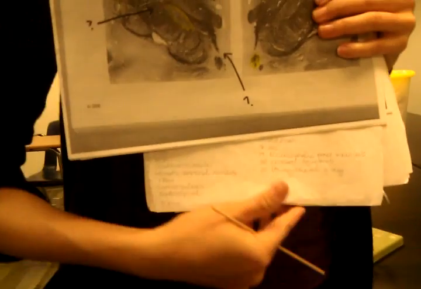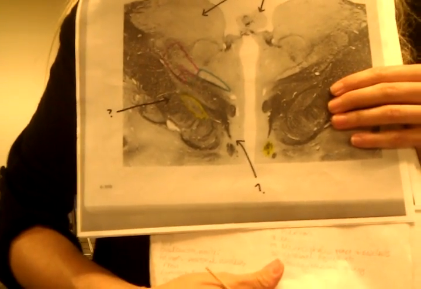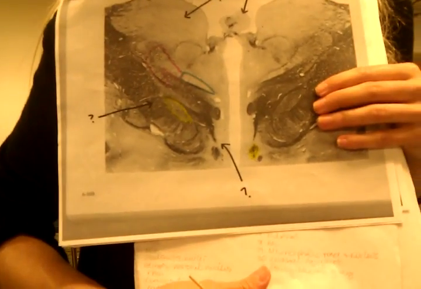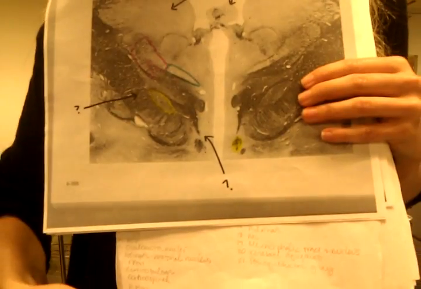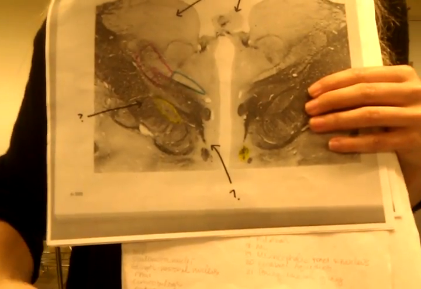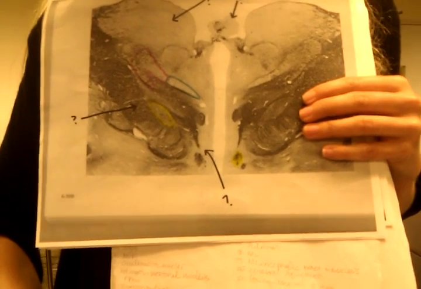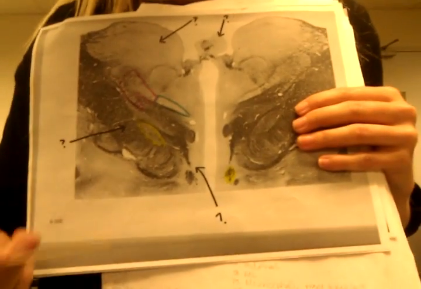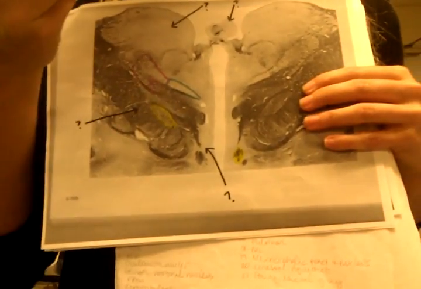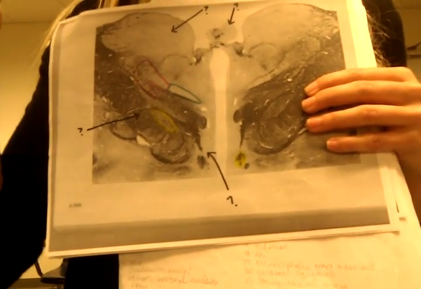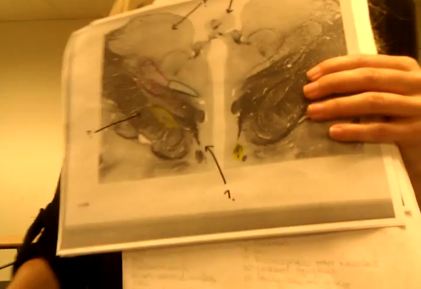Okay, so similarities between the two systems. DCML and ALS/STT both have 3 neurons. The first neurons are ipsilateral to each other, their origin and termination. The second neurons in both the systems cross over, so the termination is contra to the origin of the second neurons. And the third neurons in both of the systems start in the VPL, go through the posterior limb of the internal capsule, and terminate in the primary somatosensory cortex, because this is sensory information.